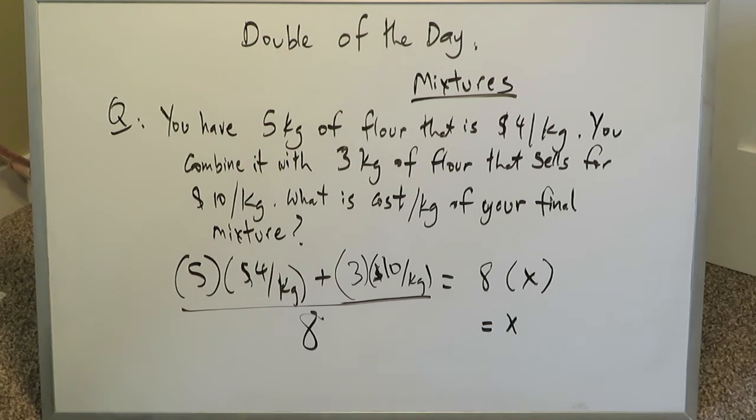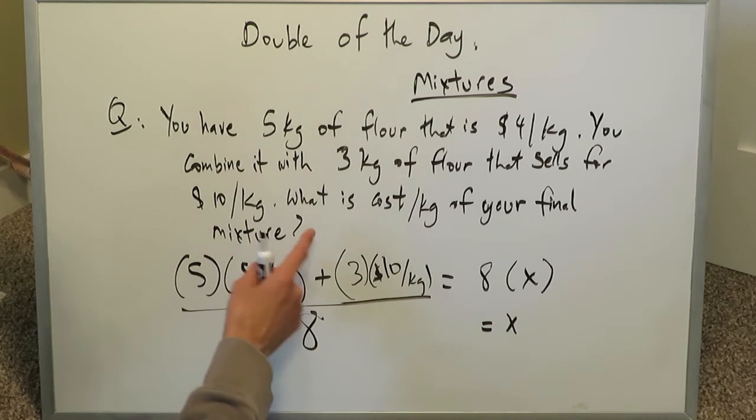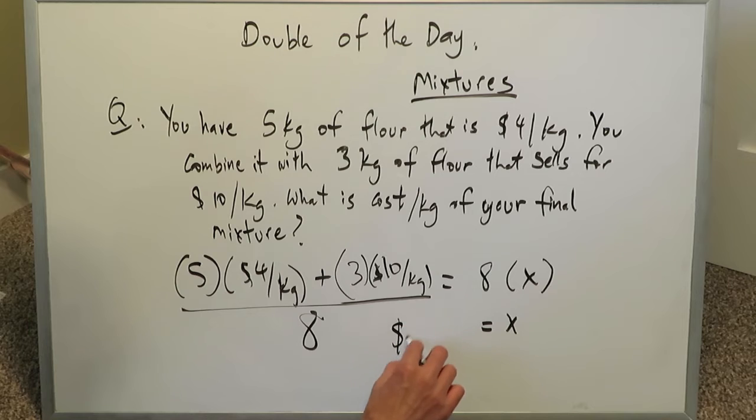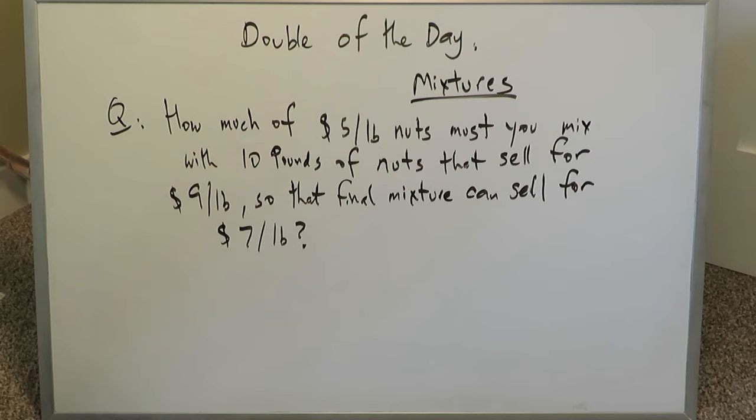You'll do 5 times 4 is 20 plus 30, and you'll divide it by 8, and you'll find that the final mixture of this flour, the inexpensive and the expensive, will cost you $6.25 per kilogram. So you can see there's a weighted average coming into play over here, and that's all it was. This last question is not going to be any harder. It'll just be easy when you think about the tip I told you.